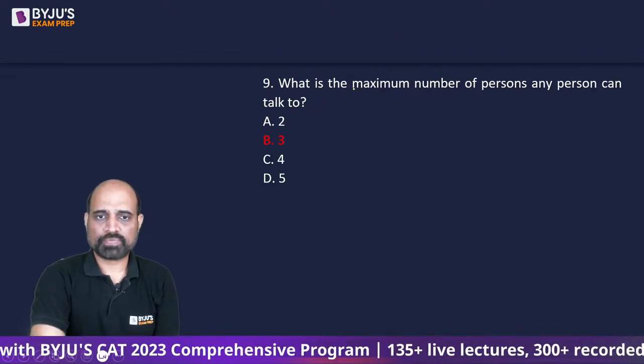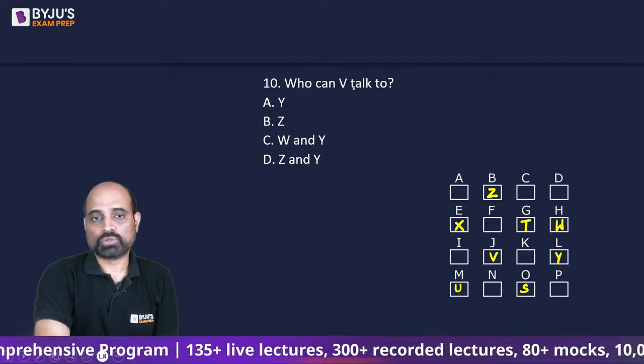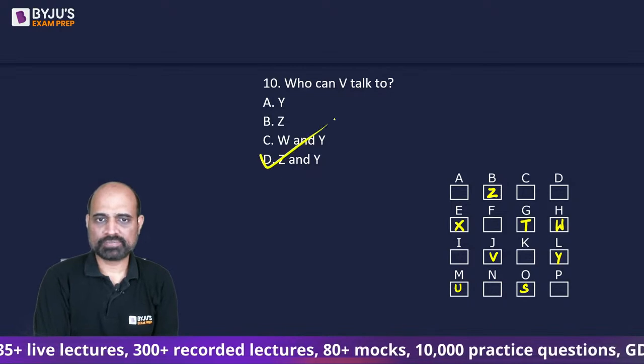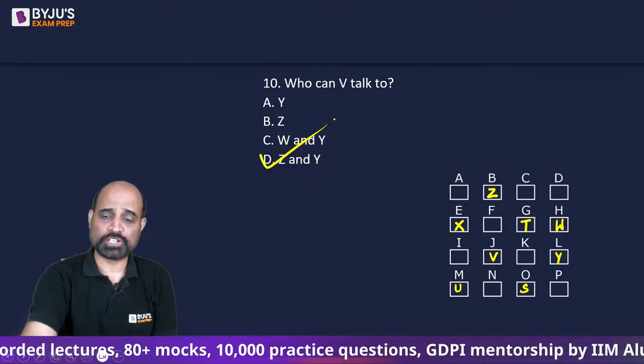जो कि बात कर सकते हैं. Who can we talk to? We can talk to Y and Z. यहीं पर दिख रहा है, right? We do not have cannot be determined, so we don't have to look into the other case.